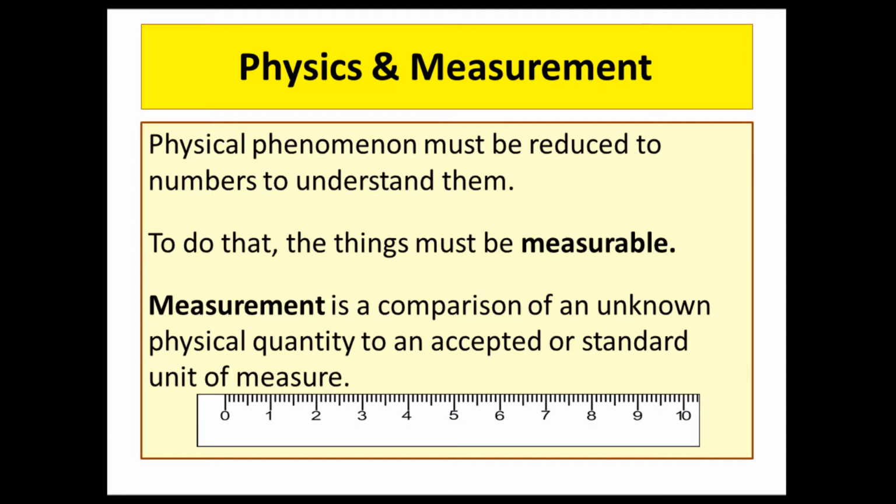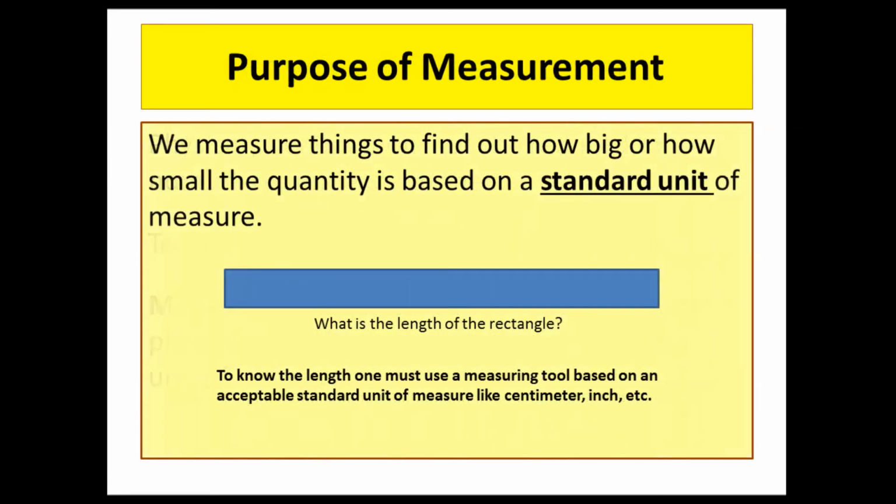To understand physical phenomenon, it must be reduced to numbers. And to do that, the things must be measurable. Measurement is a comparison of an unknown physical quantity to an accepted or standard unit of measure. The purpose of measurement is to find out how big or how small the quantity is based on a standard unit of measure.